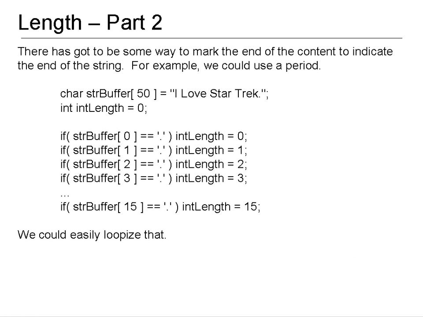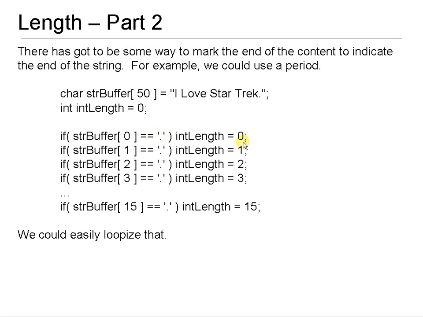There has got to be some way to mark the end of the content to indicate the end of the string. For example, we could use a period. So let's say I have "I love Star Trek." And then, using brute force code, we could say if the character element 0 is equal to a period. Now notice we are doing comparison. So that's the equality operator, equals, as opposed to the assignment operator. I'm sure you've been bitten by that bug at least once. So we say, is the first element equal to the character period?